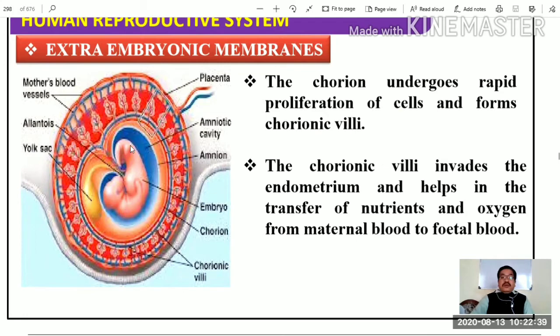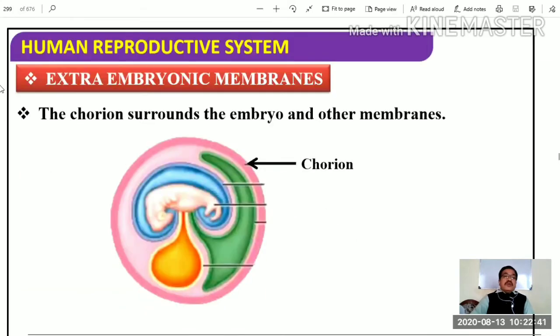Next, the extra embryonic membranes. The extra embryonic membrane looks greenish in color. Then the chorion is also there, the outer membrane. The chorion surrounds the embryo and the other membranes also. This is a very important part which protects the embryo and its development.